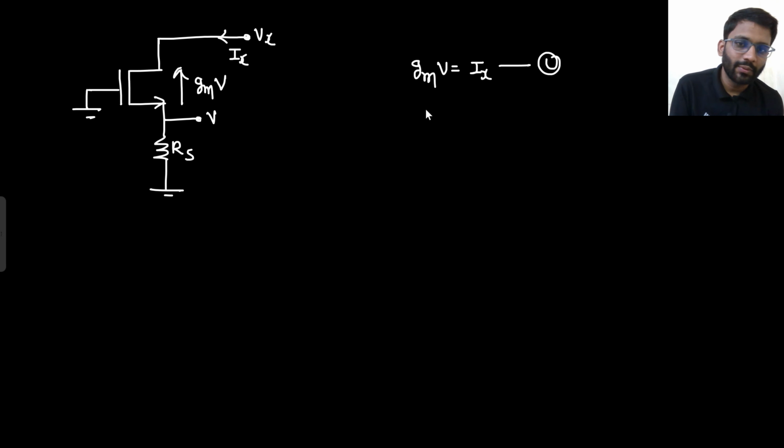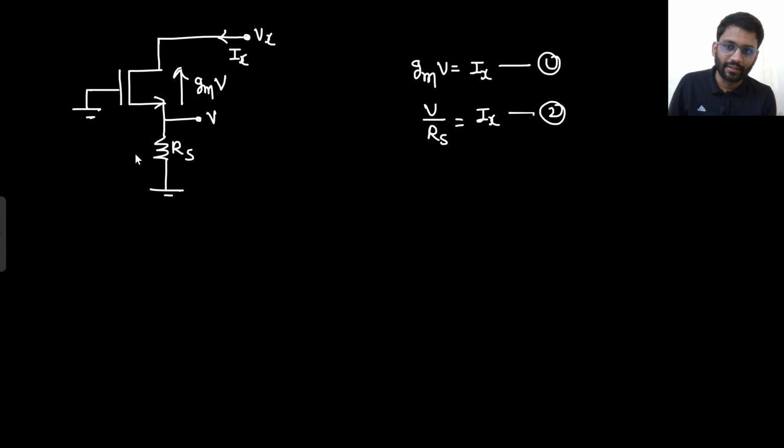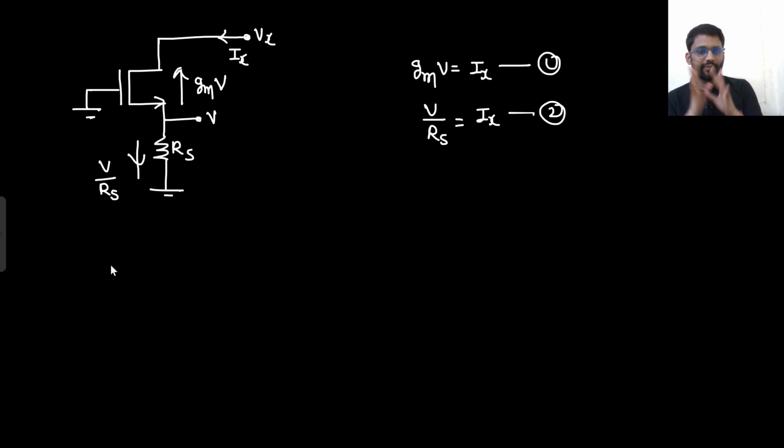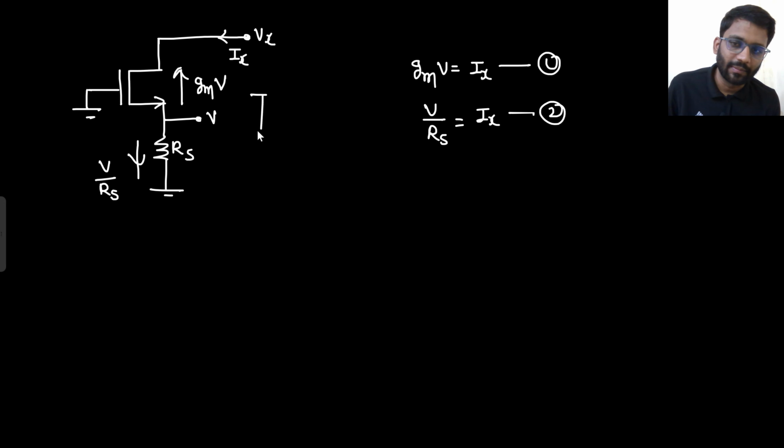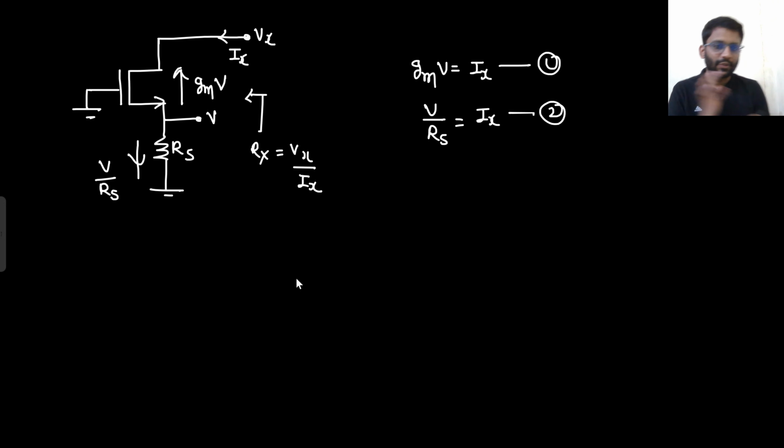What will be the equation 2? The equation 2 would be V by RS is equal to IX. This is the equation 2. V by RS. This current V by RS is equal to IX. What did I do? I needed to calculate VX by IX. My RX is VX by IX. This is what I needed to calculate, VX by IX. But there is no use of VX here.